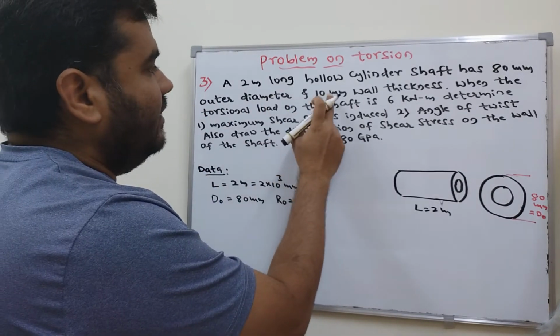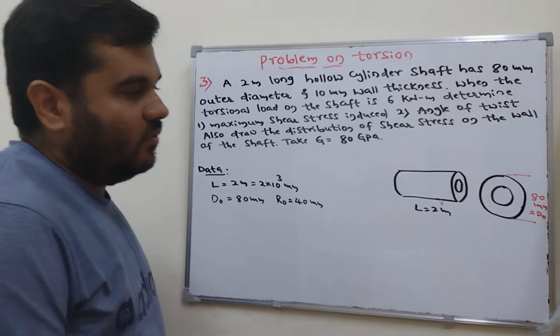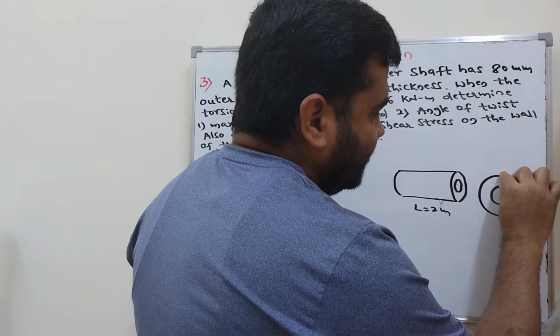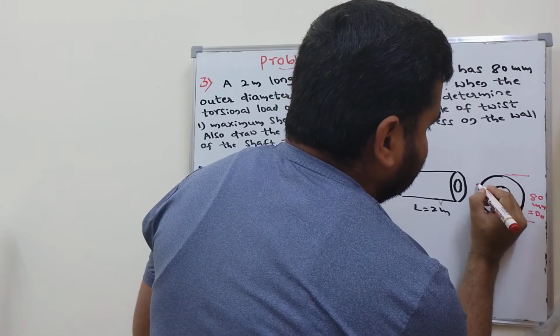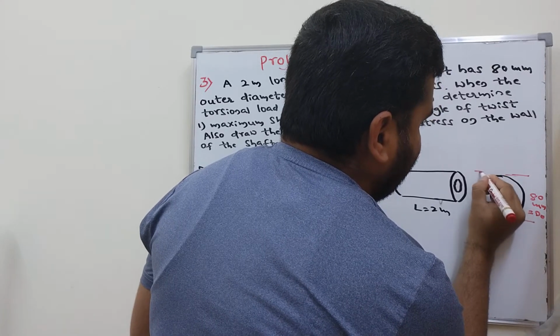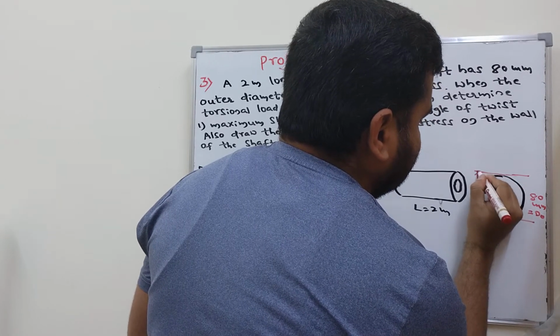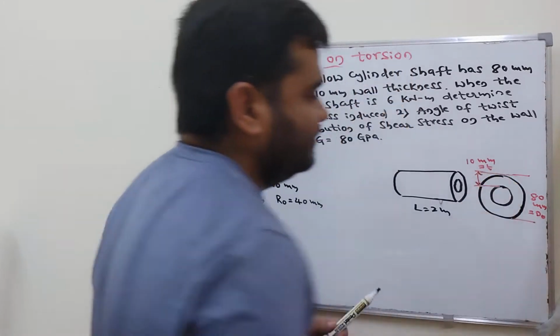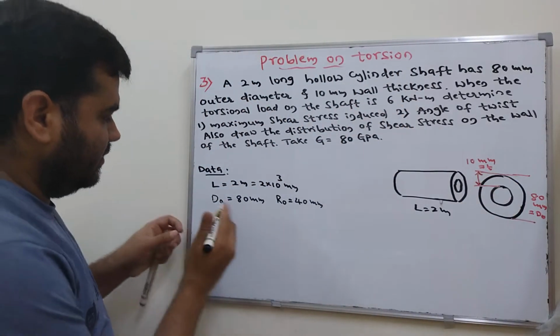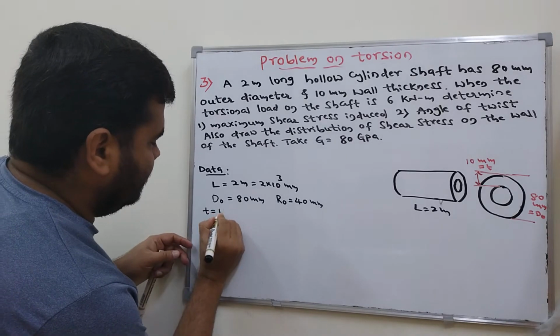Outer diameter, and 10 mm wall thickness. The wall thickness is this one, right? This is 10 millimeter, as given. So this thickness is given as 10 mm. That will be equal to t. So t equals 10 mm.